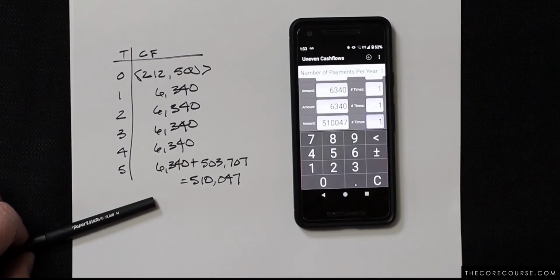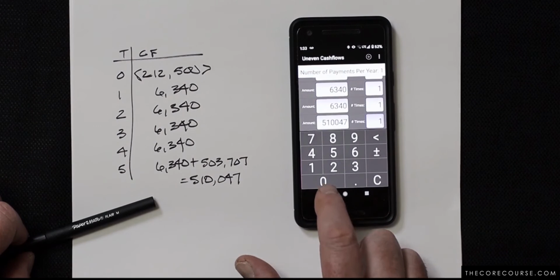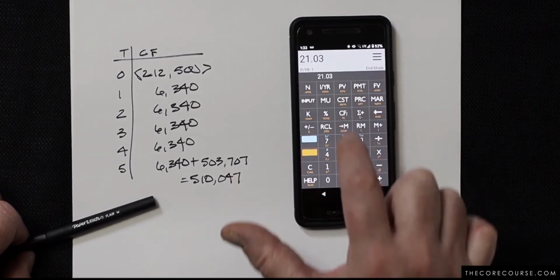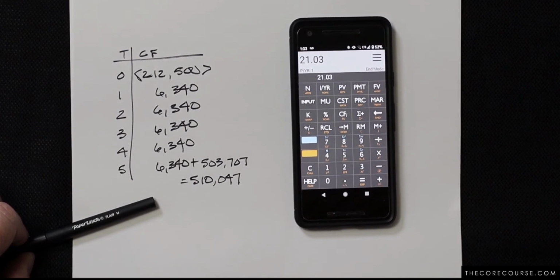Now different apps will allow you to calculate IRR in different ways. This is an Android device. I like to just back arrow and then press gold key IRR per year. And you can see it's 21.03%. That's the overall annualized rate of return for the 5-year hold on this property.